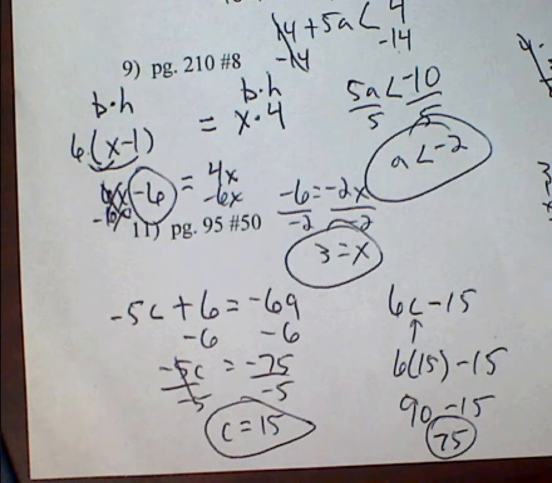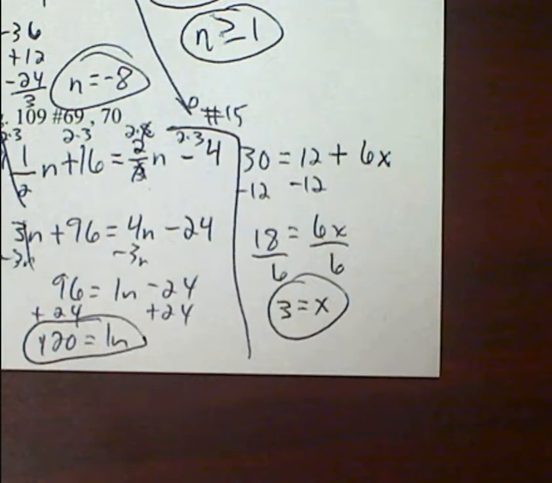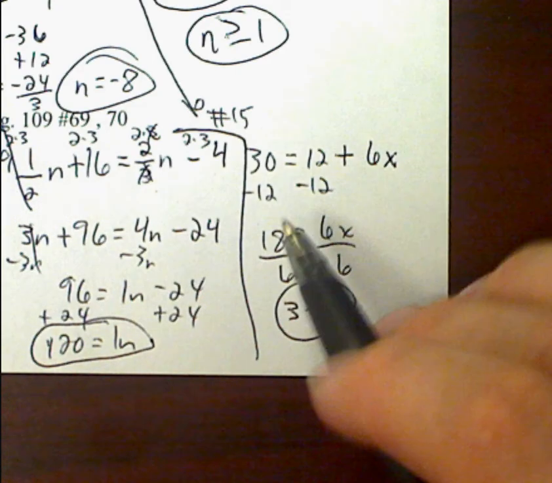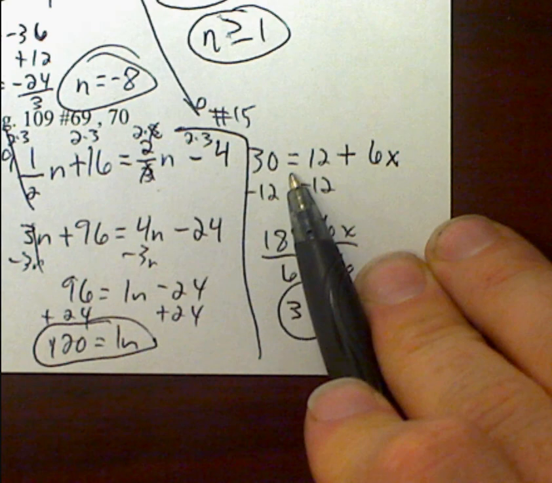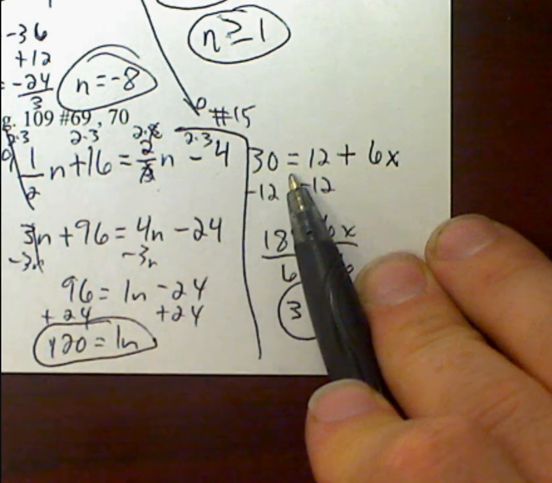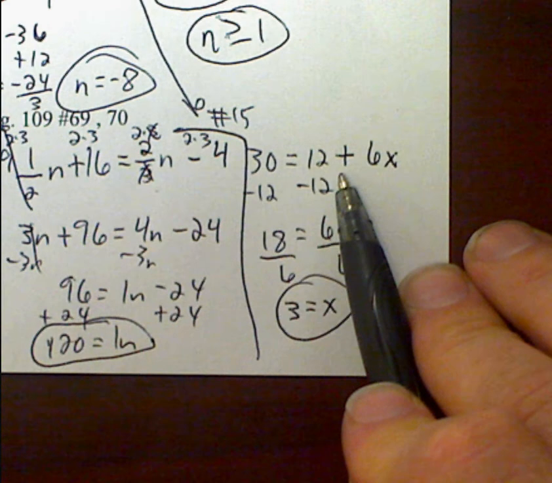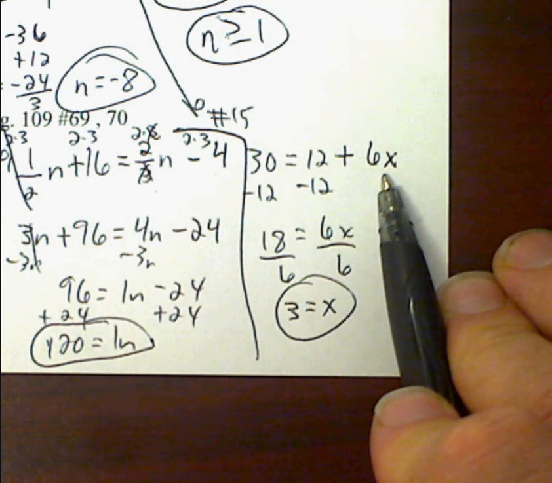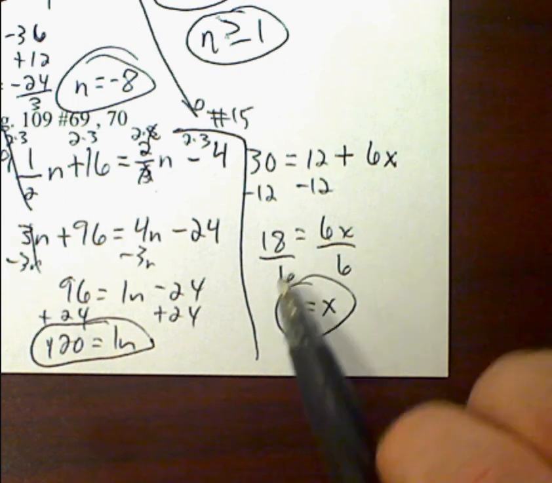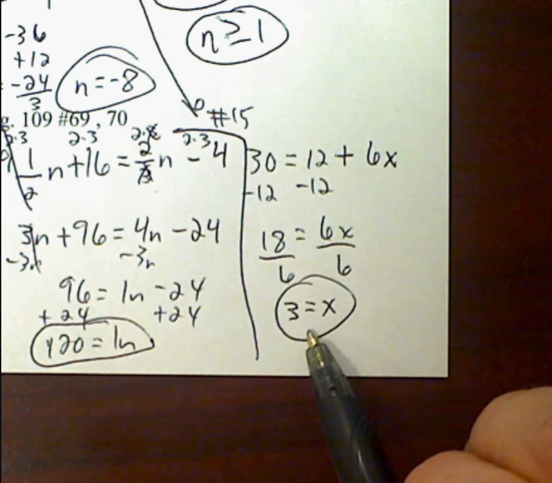Page 95, number 50. Oh, sorry. Number 15. I almost forgot number 15. On number 15, 30 is, and then it says 12 added to, so that's 12 plus 6 times a number, 6x. I solved for my variable. I'm not going to go through everything, and I get 3.